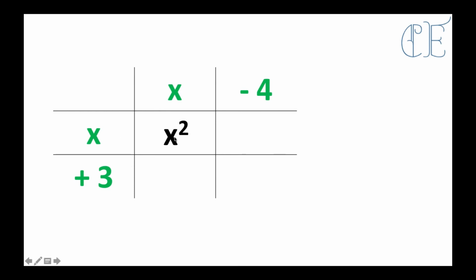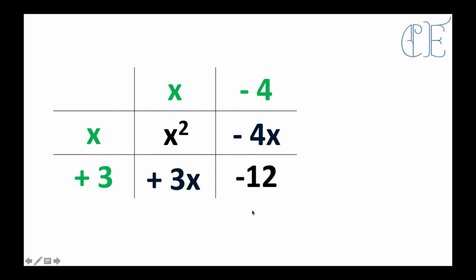So x times x is x squared, and then x times minus 4 is minus 4x. Okay, so 4 times x is 4x, but because it's a minus, we have to put a minus there. Then you've got plus 3 times x, which is just 3x, or plus 3x. I would recommend you writing the signs in the grid, because otherwise you'll get confused later. 3 times minus 4 is minus 12.